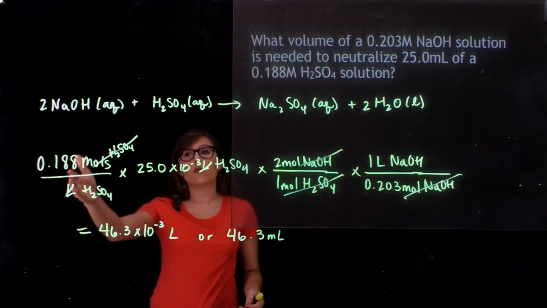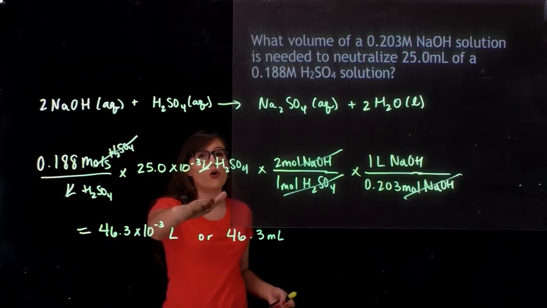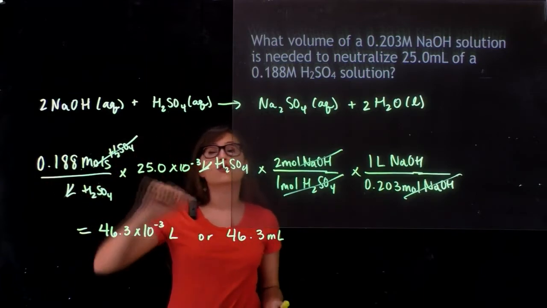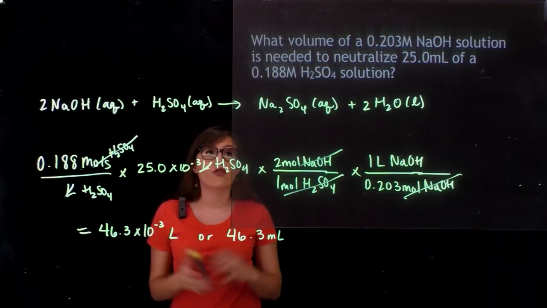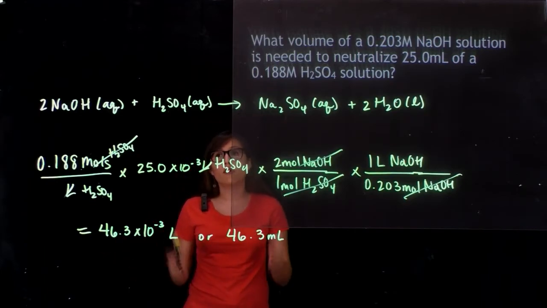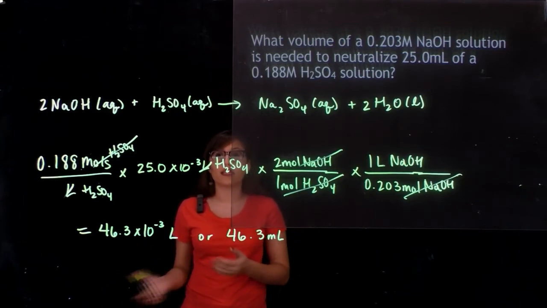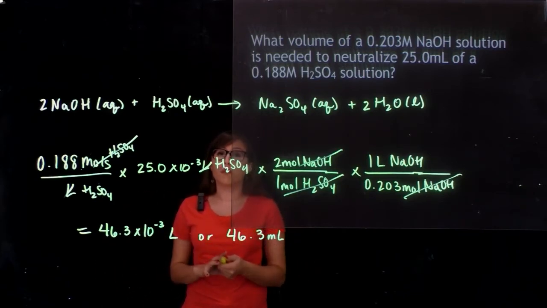So the very first thing that we did was convert molarity to moles. And the reason that we converted this to moles was in order for us to use the stoichiometric relationship from the chemical equation. Remember, in order to use these relationships, you have to be in units of moles.